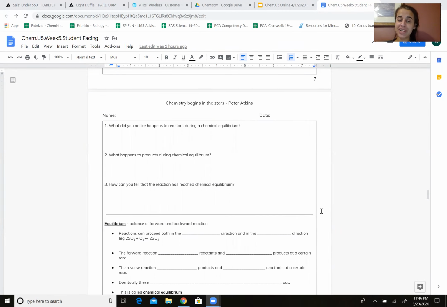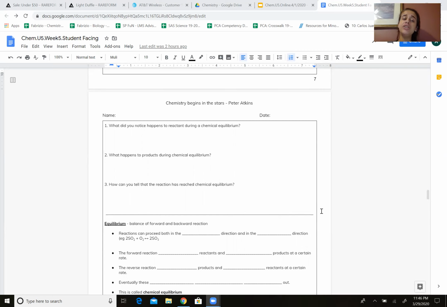So welcome back. By now you should have completed questions 1, 2, and 3 on page 8 of your packet. So we're going to go over them really quickly. Question 1, what happens to reactants during a chemical equilibrium? So the reactants start off high, like a high amount of reactants, and then they go down as the reaction progresses because you're using up the reactants to create products.